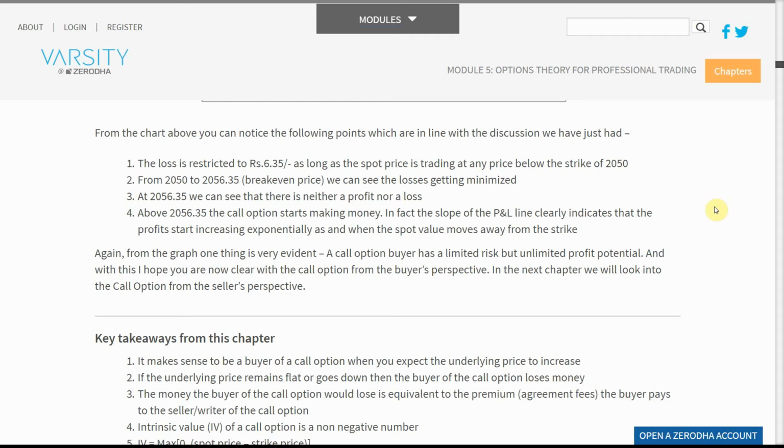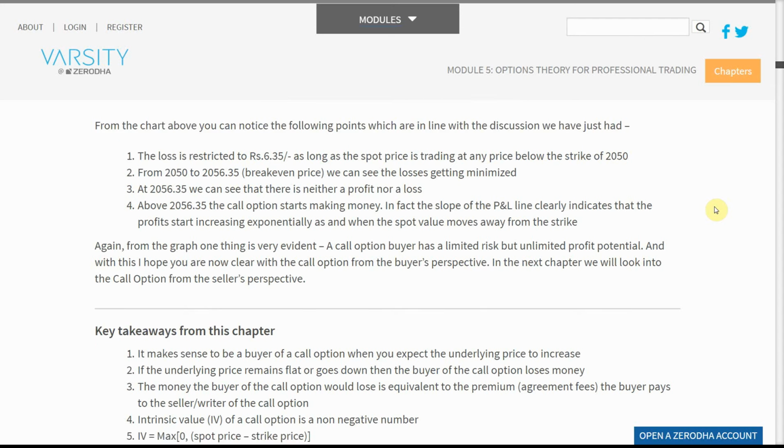Again, from the graph one thing is very evident: a call option buyer has a limited risk but unlimited profit potential. And with this I hope you are now clear with the call option from the buyer's perspective. In the next chapter we will look into the call option from the seller's perspective.